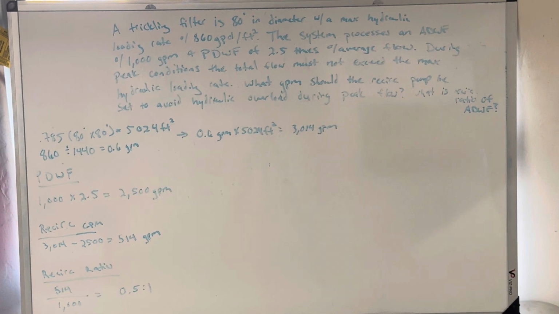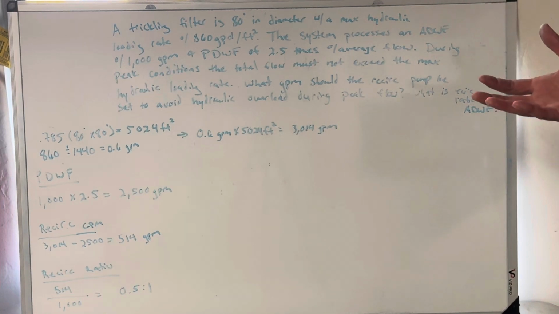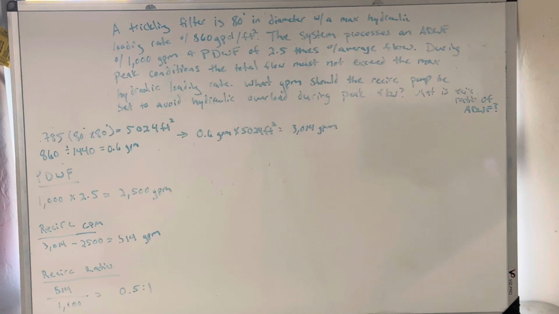If you look at my trickling filter whiteboard, you'll see that recirc ratios can vary from 0.5 to 1 all the way up to 5 to 1. It depends on what you're engineered for and what's going on, okay? 5 to 1 is really incredible, but mine's a 3 to 1, in case you were wondering. So anyway, that is an advanced trickling filter math problem, an iteration of an advanced trickling filter math problem.